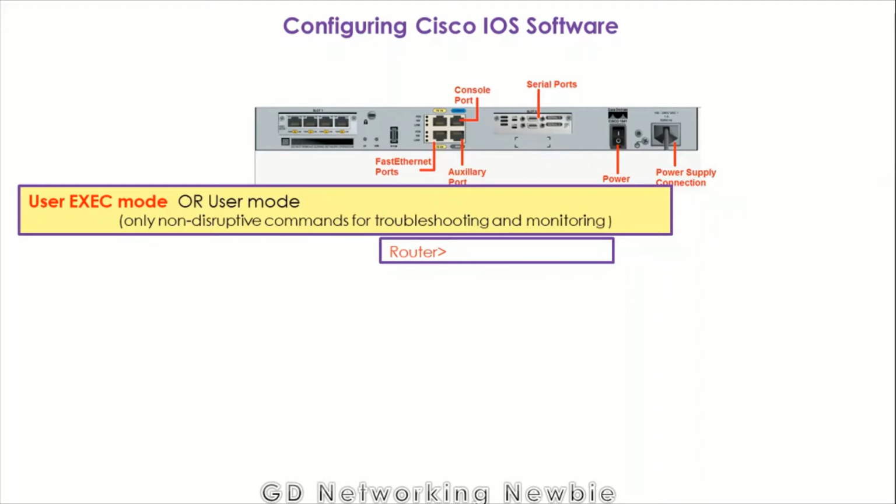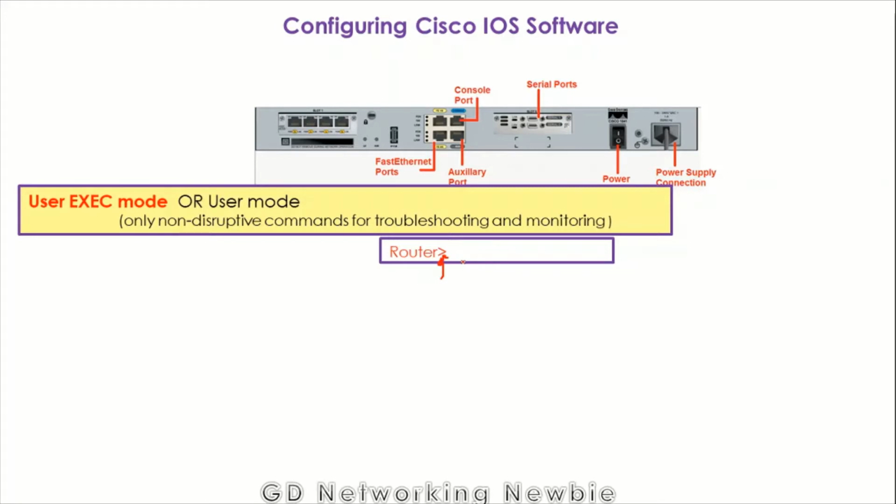And we have discussed in one of the videos that we have three different IOS modes of operation: user exec mode, privilege mode, and global configuration mode. So when we start the router, we will land in the user mode. And this is the sign of the user mode. This greater than symbol shows that we are at the moment in the user mode. And in the user mode, we can only run non-disruptive commands, only for troubleshooting and monitoring. We cannot do more than that.